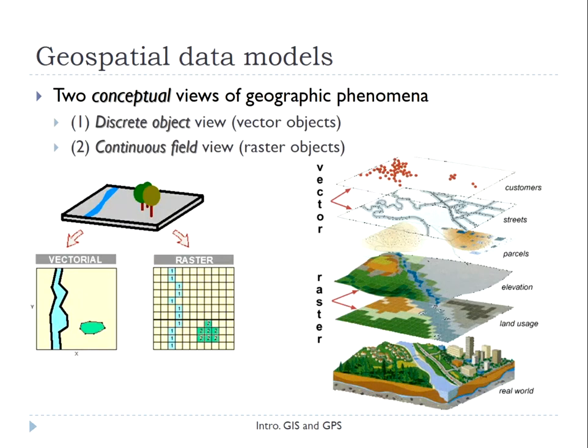There are two conceptual views of geographic phenomena: discrete object view and continuous field view. If the phenomenon occurs at distinctive locations and does not occur elsewhere, then we can capture the pattern of the phenomenon using discrete, distinctive objects. If the phenomenon occurs almost everywhere and it is hard to tell where it begins and ends, then we can take it as a continuous pattern. Let's look at this more closely.